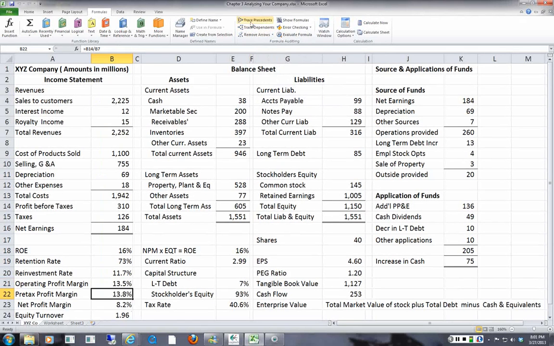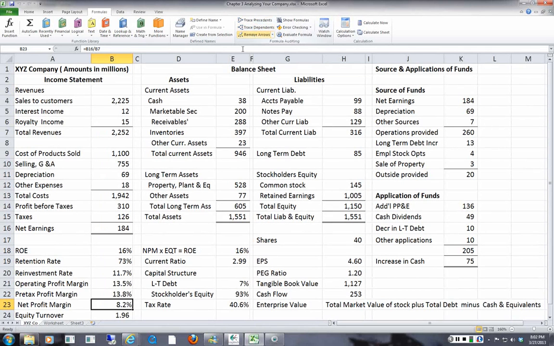Pre-tax profit is kind of an easy one. Pre-tax profit before taxes is shown there as $310, and you divide that by the total revenues of 2,252 to come up with 13.8%. Net profit margin, that's also an easy one. You take that net earnings figure of 184 and divide it by $2,252 of total revenues, and it's 8.2%.